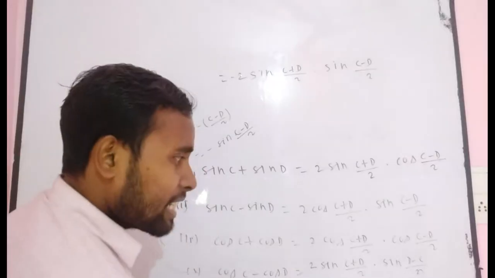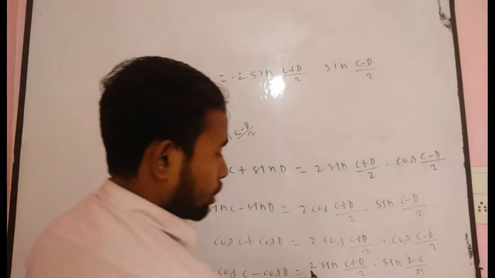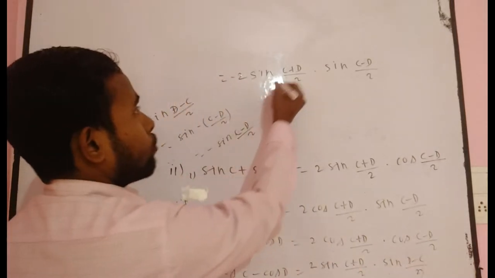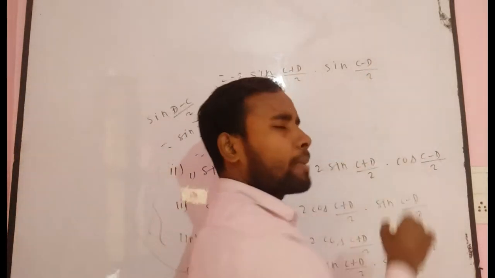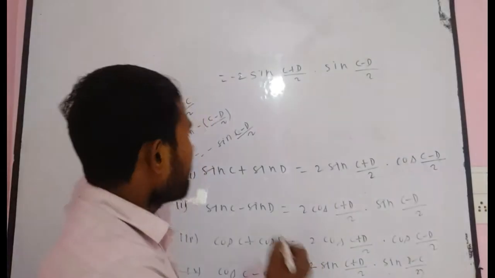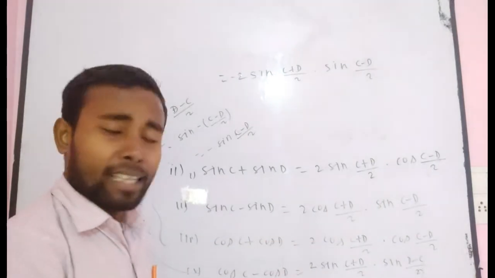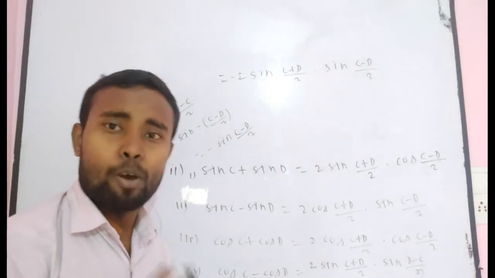So I have written here cos c minus cos d is equal to 2 sin (c plus d)/2 into sin (d minus c)/2, as well as minus 2 sin (c plus d)/2 into sin (c minus d)/2. It becomes very helpful for you to determine, in the next class, the integral and derivative of a given function.